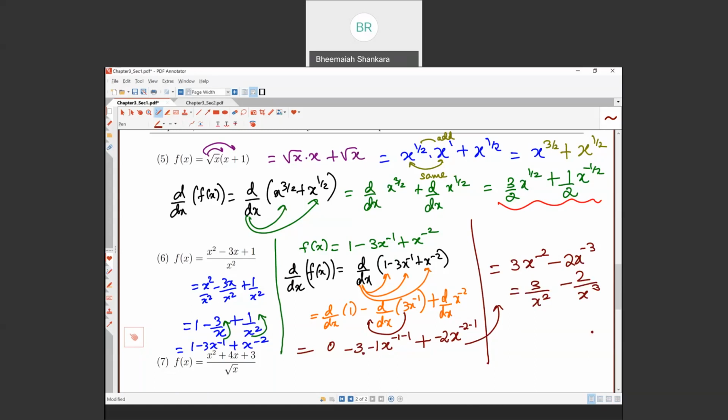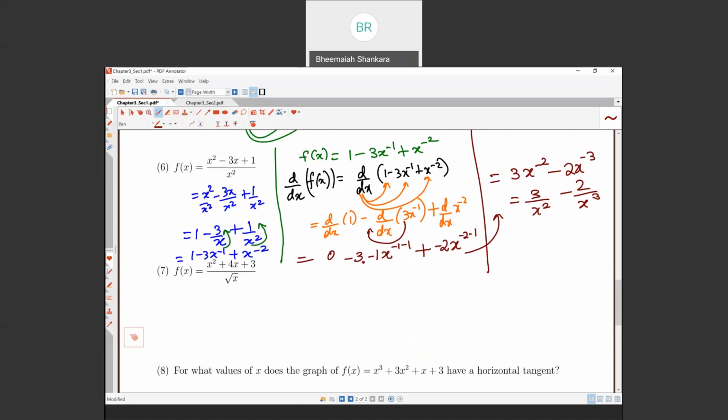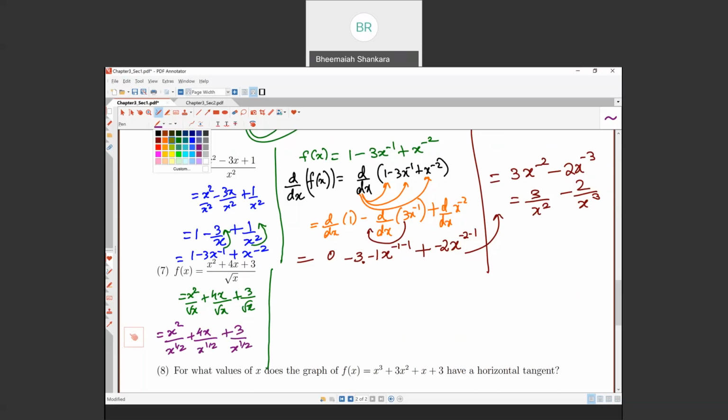In the next example, again you have a rational expression and you want to differentiate the given f of x. If you want to differentiate, all you do is split the fraction. So let's do that. You can rewrite this as x squared divided by root x, plus 4x divided by root x, plus 3 divided by root x. Each of these root x can be written as x to the 1 half. So it's x squared divided by x to the 1 half, plus 4x divided by x to the 1 half, and then 3 divided by x to the 1 half. Let's simplify this further.